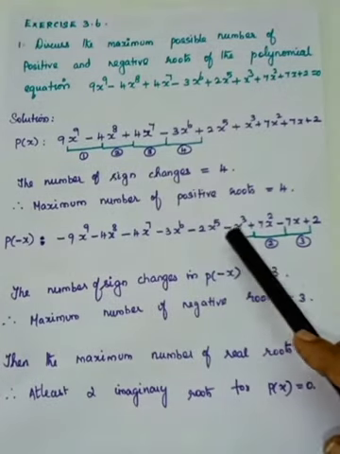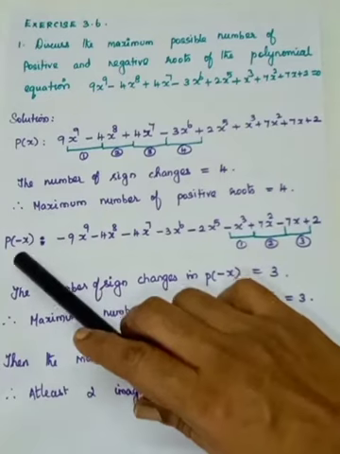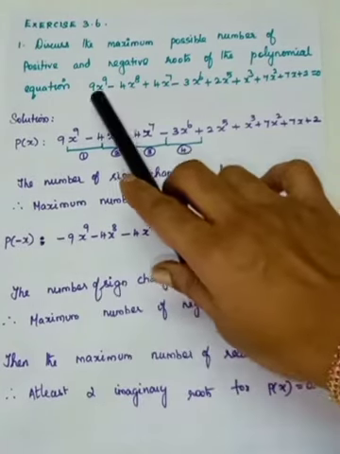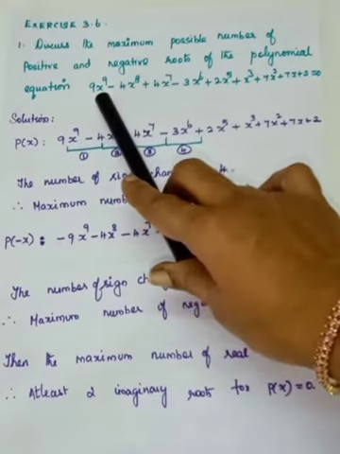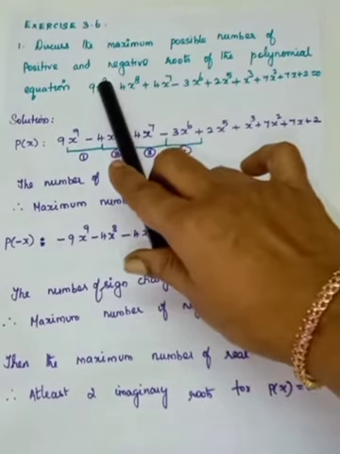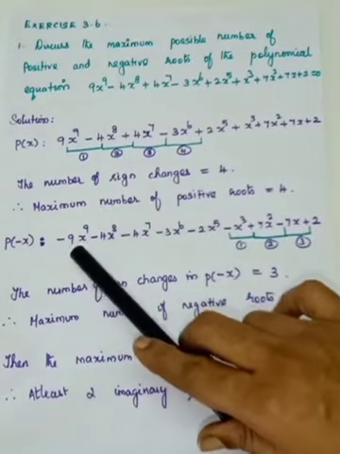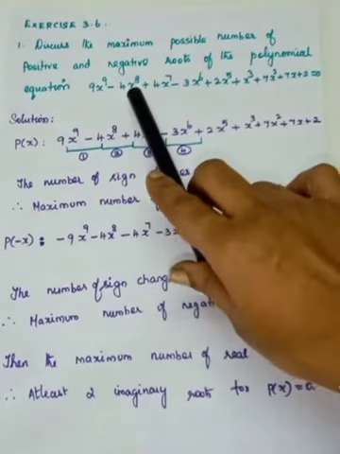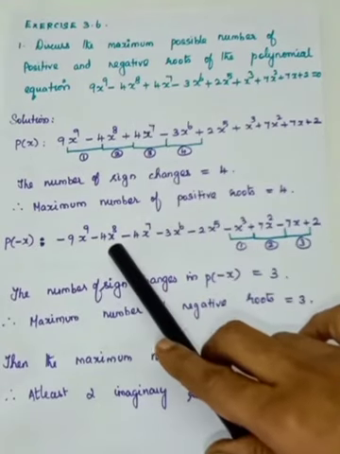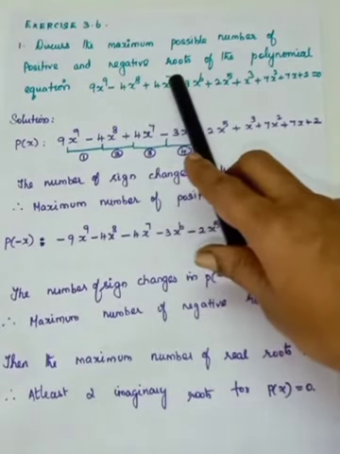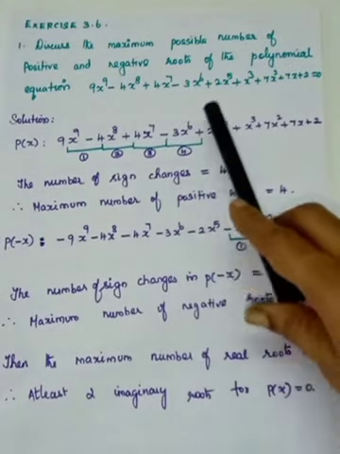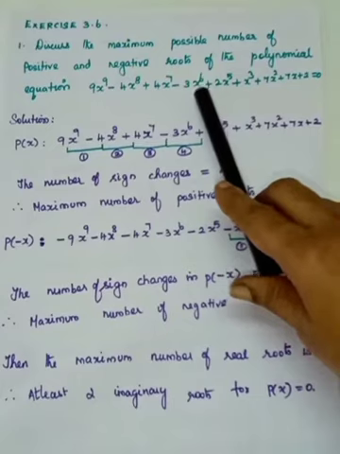And next we are going for the negative roots. So for that you have to consider p of minus x. So what you have to do, wherever you are having x, you have to substitute minus x. So 9 into minus x the whole power 9. So therefore it is minus 9x power 9. Here minus x the whole power 8 is x squared. So minus 4x squared. Here minus x the whole power 7 is minus 4x power 7. Here minus x the whole power 6, what has to come?